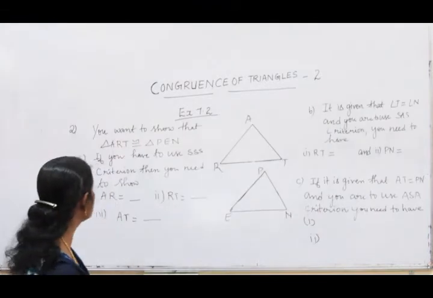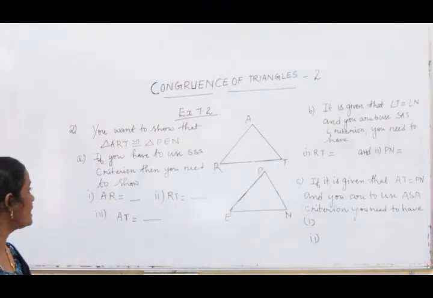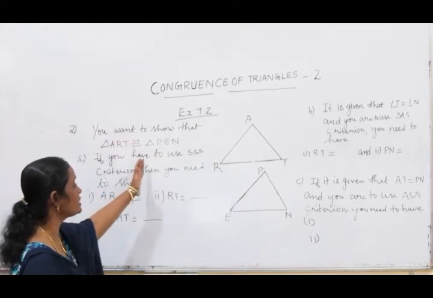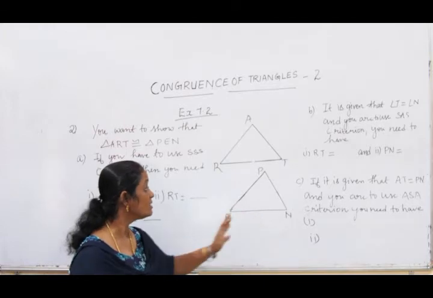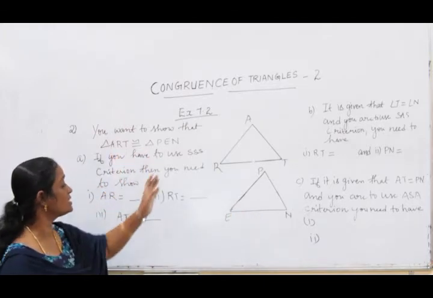The next question, question number 2. You want to show that triangle ART is congruent to triangle PEN. Here two triangles are given, ART and PEN. You want to show that these two triangles are congruent.